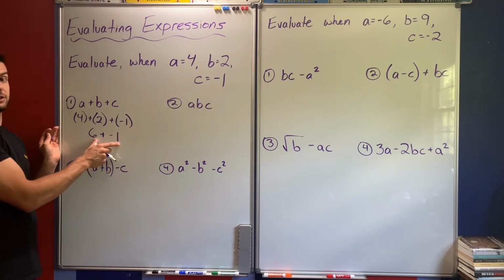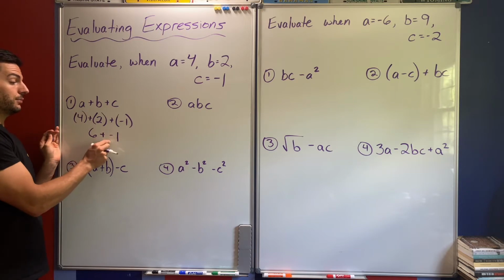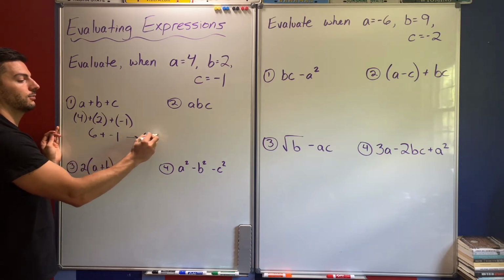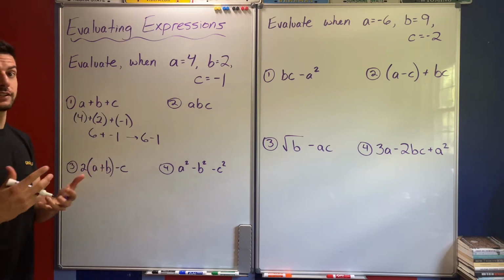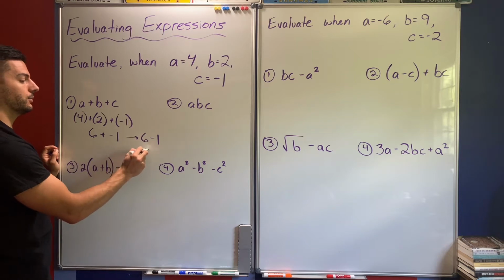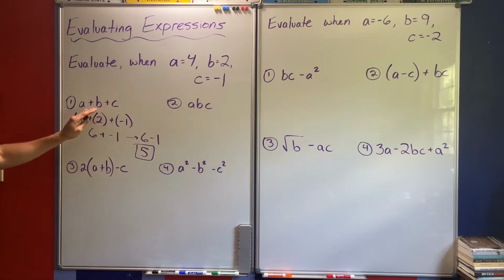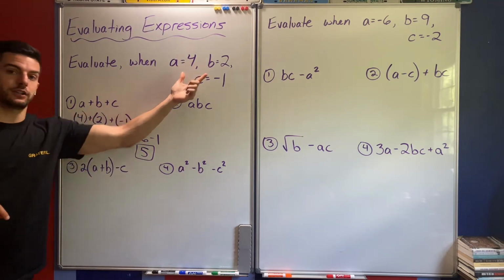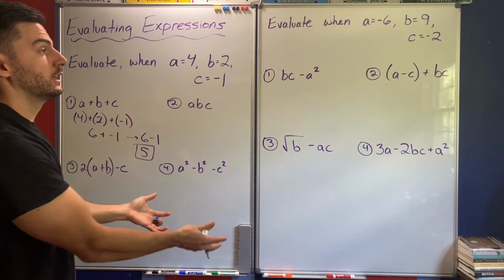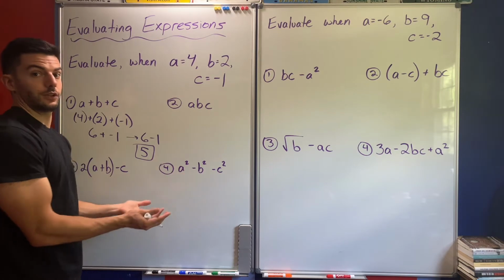Now, some of you were probably taught to say plus negative, and you can think of it like that. Another way to think of this is just 6 minus 1. When you add a negative, that's the same as subtracting. So this is the same as 6 minus 1, and 6 minus 1 is 5. So after evaluating this expression with all these values, you get 5 as an answer. Okay, and that's it. All of these are going to result in just a single number as an answer.